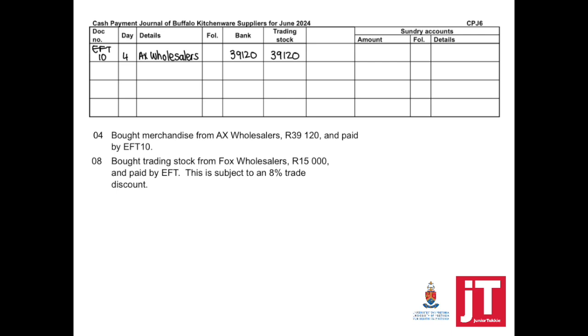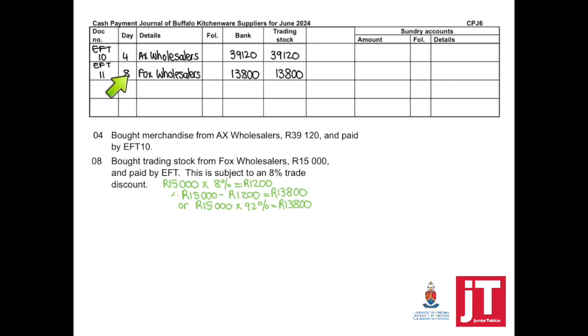Day 8, bought trading stock from Fox wholesalers, 15,000, and paid by EFT. This is subject to an 8% discount. A reminder that discount can be given to our customers and discount can be received. So now the source document is EFT. The amount 15,000 times 8% means that we're going to get 1,200 trade discount. So what is the amount after the discount that we need to pay? 13,800. Or you could have just said 15,000 times 92%. As I've mentioned, the source document is EFT number 11, on day 8. From whom did we purchase? Fox wholesalers. How much? 13,800. And what did we purchase? Trading stock.